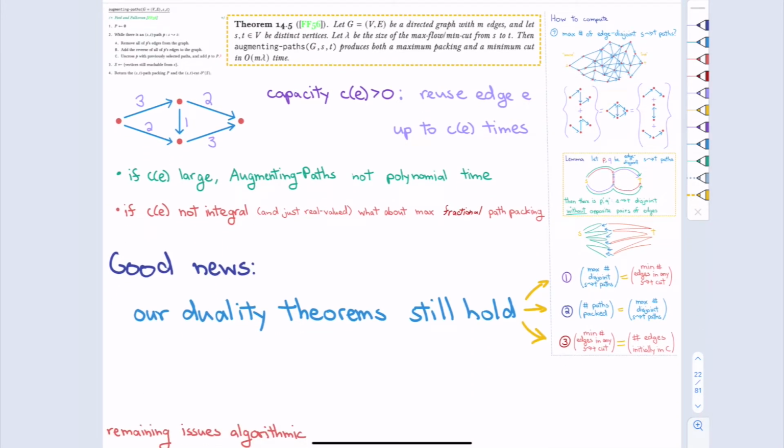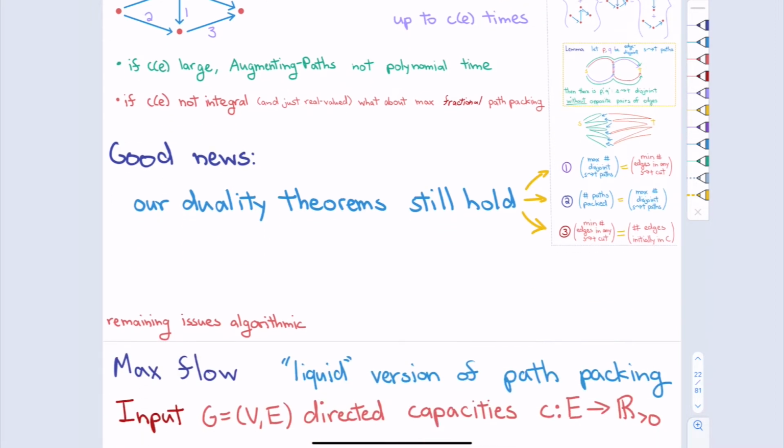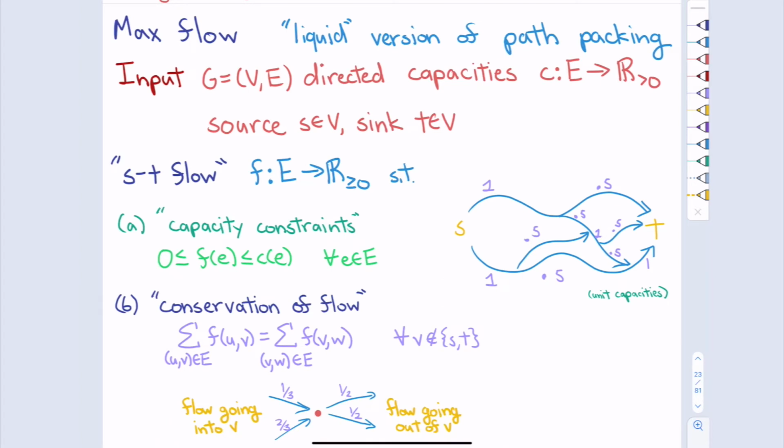But structurally, not too much change. Up to scaling, up to clearing denominators and tricks like that, our max path packing is equal to the minimum capacity of any cut. Those theorems still held. Okay. The remaining issue was algorithmic. But before launching into algorithms, I introduced a third problem, maximum flow. This is sort of like a liquid version of path packing. If you think of an infinitesimally small unit of path as maybe one particle going from S to T, at some level, that's what max flow is modeling.